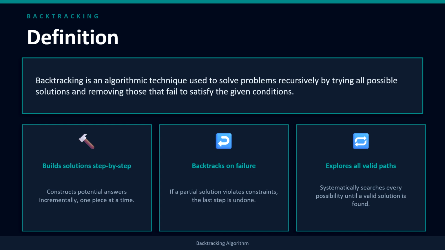Backtracking works in three main steps. First, it builds solutions step by step. Second, if a condition fails, it undoes the last step. This is called backtracking. Finally, it explores all possible valid solutions until it finds the correct one.